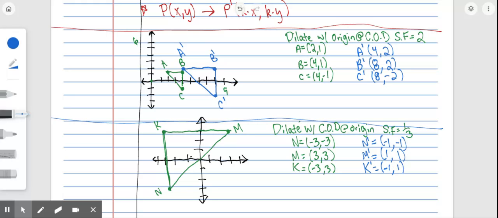So I'm going to put these coordinates in, negative 1, which is right here, N prime. M, which is 1, 1, right here, M prime. And K, which is negative 1, positive 1, which is right here, K prime.